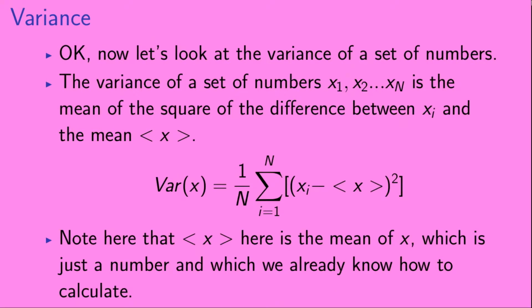Okay, so now that we know how to calculate the mean of a function, let's look at the variance of a set of numbers. So the variance of a set of numbers x1, x2, etc. up to xn is the mean of the square of the difference between those numbers and their mean. So here we've written out the variance of x equals 1 over n times the sum from i equals 1 to n of the square of the difference between xi and the mean of all of the x's. So note here that the mean of x is just a number, which we already know how to calculate.